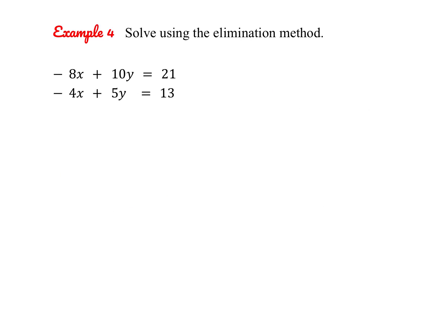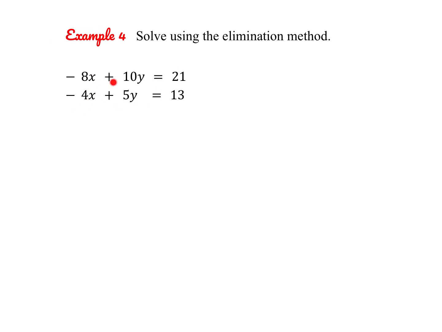Now let's try one more together. Here, again, we can eliminate our x's or our y's either way. Maybe this time, let's try eliminating our y's. Here we have 10y and 5y, so we know the least common multiple would be 10. So if I multiply my bottom equation by negative 2, that will give me negative 10y, so then they can cancel out. So I'm going to rewrite both equations below.